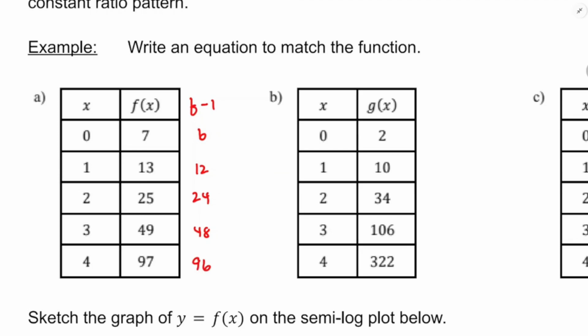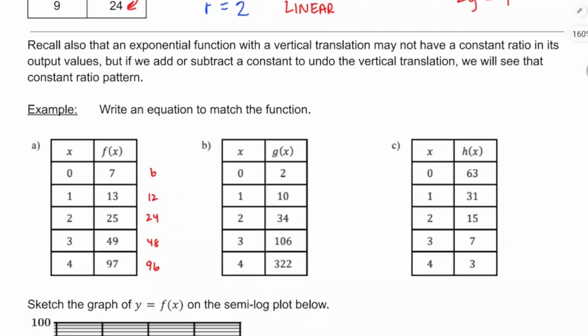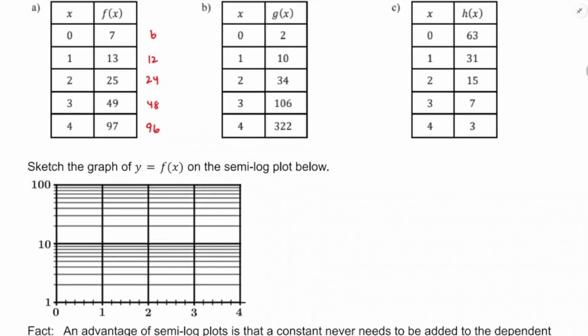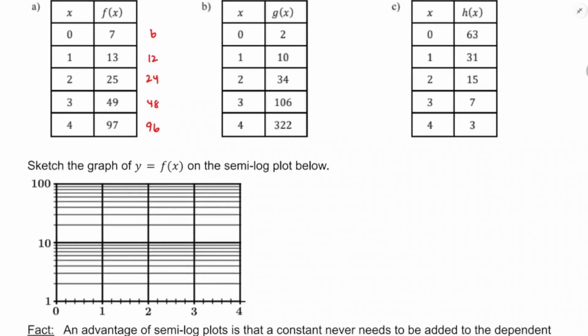That's not like f inverse. That's like f of x subtract 1. I'm just going to do the subtraction and see that constant ratio. I'm going to sketch the graph of y equals x once again. 0 and 7. Okay, so 0 and 7 right there. 1 and 13. That should be about there. 2 and 25. 3 and 49 is basically 50. 20, 30, 40, 50. And 4 and 97, that might as well be 100, just a little bit underneath it.